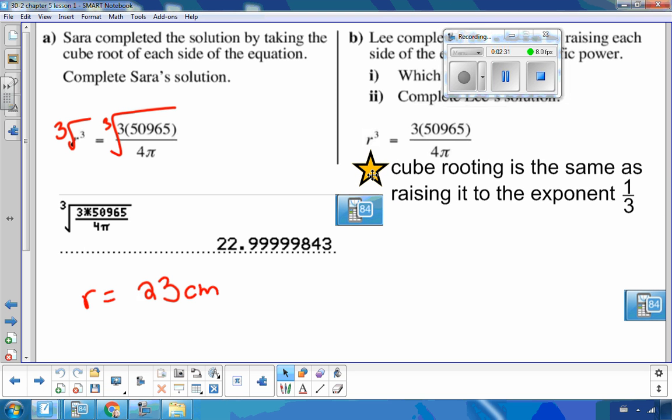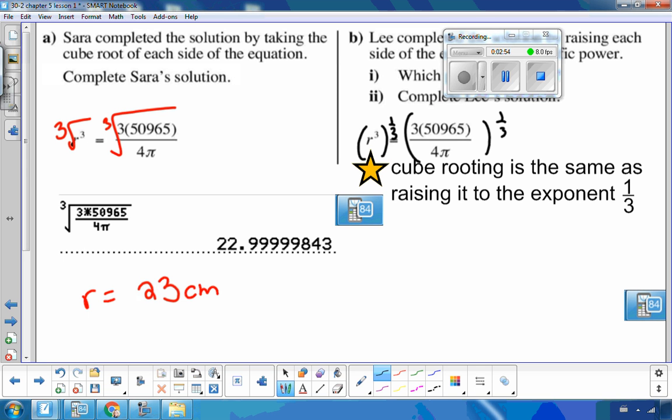Okay, so cube rooting again, same as raising it to the 1/3. So I'm going to raise it to the reciprocal power. So on this side here, I'll raise it to the 1/3. Let's put that back. My technology is not working with me. Okay. Let's try this again. Pull it over. There we go. And I'm going to be fair, raise the other side to the 1/3 as well.